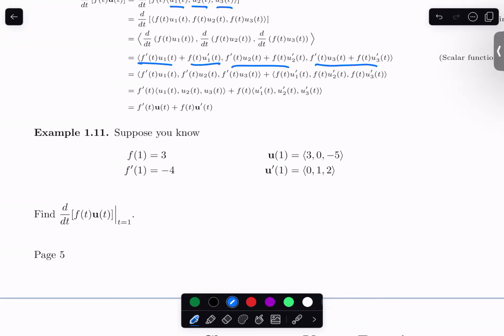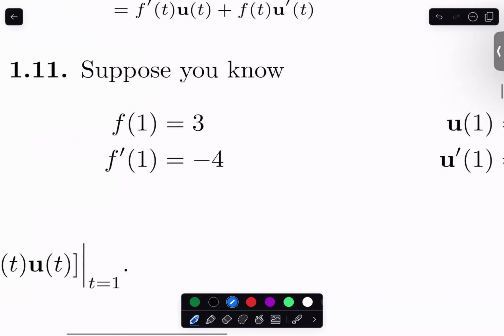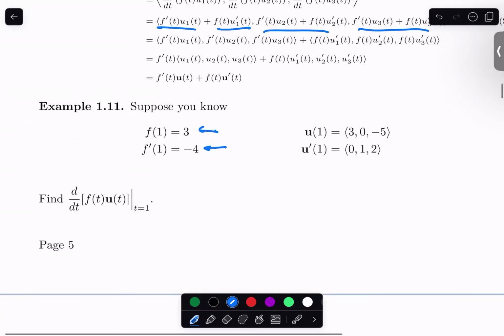My scalar function, apparently, when you plug in 1 into it, outputs 3. And if you ask what its derivative at 1 is, it looks like it's decreasing, right? It has -4 for its slope. Then for my vector valued function, when we plug in time 1, it's at the point 3, 0, -5. That's where it's pointing. And if you were asked about its derivative or its direction vector, you get 0, 1, 2.